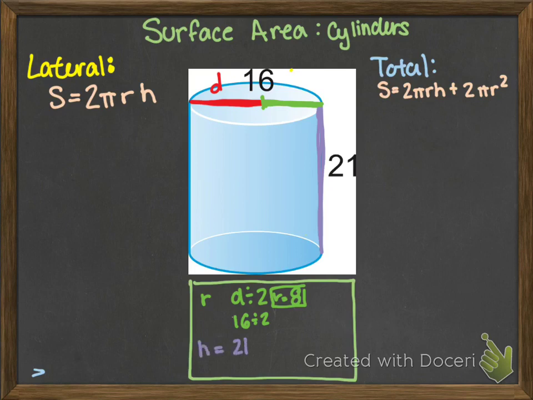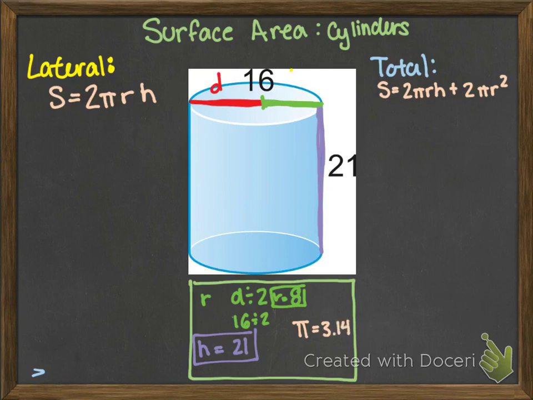Now, please remember that for this video and for our examples, we are not using pi as the button. We are using pi as 3.14. So just notate that pi is going to be 3.14.